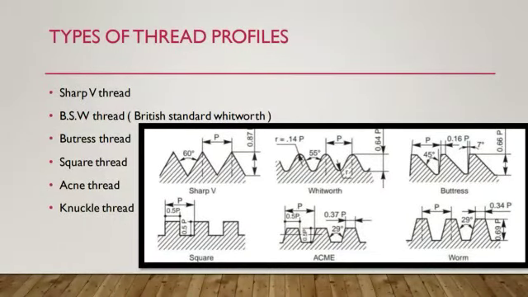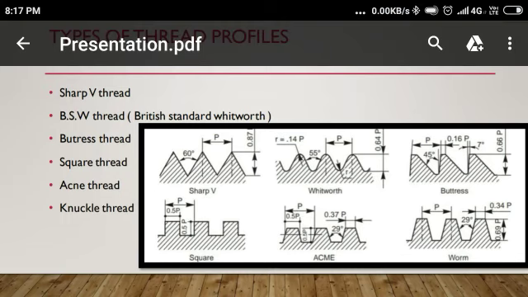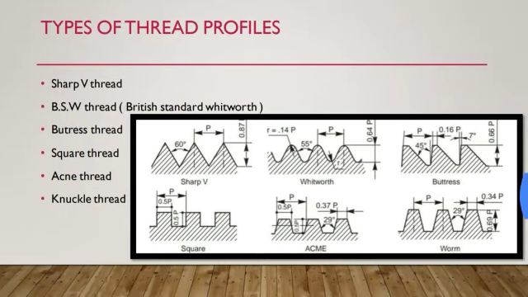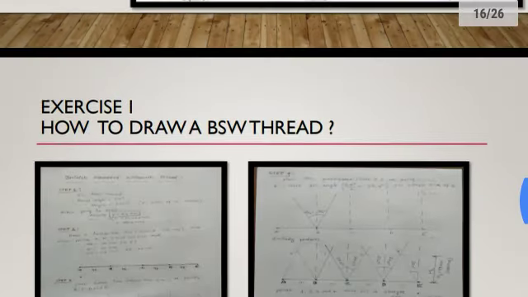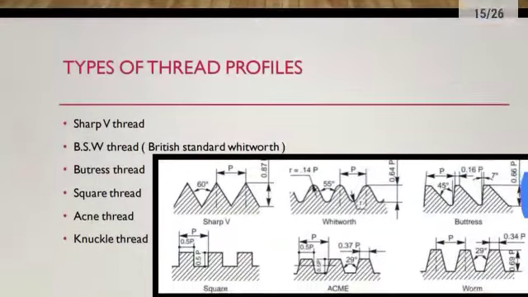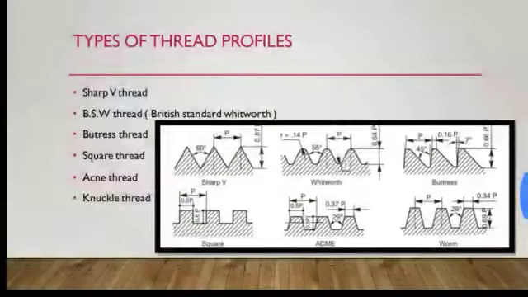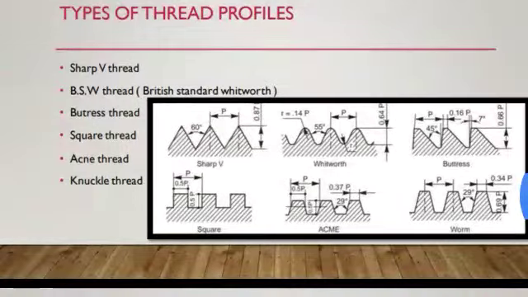What are the important thread profiles? Sharp V thread, BSW thread, buttress thread, square thread, acme thread, and knuckle thread. These are all the thread profiles. Okay, we will stop here. In the next lecture we will draw these profiles.